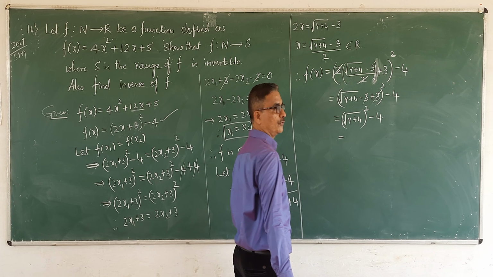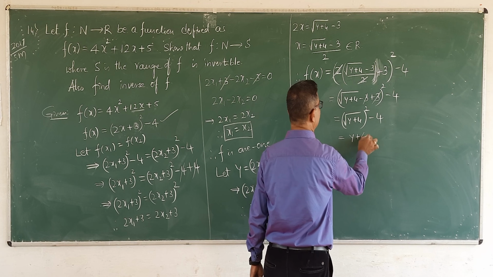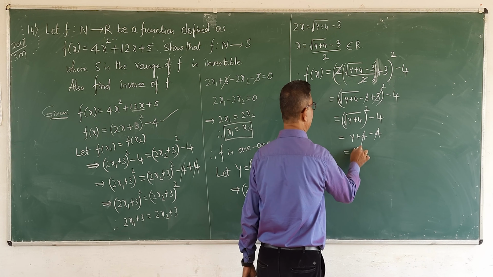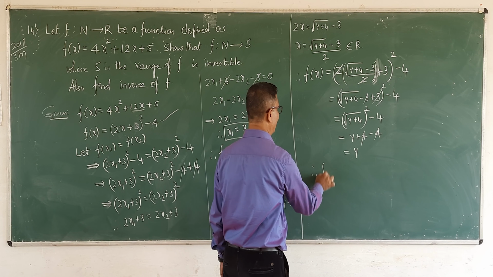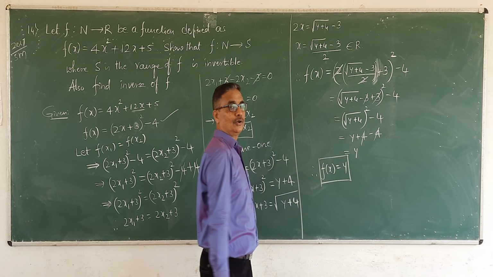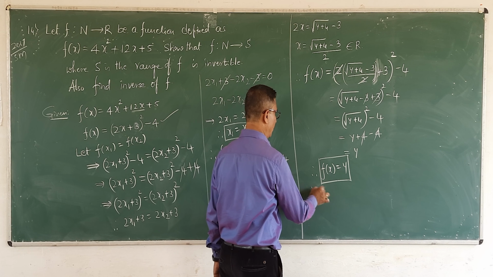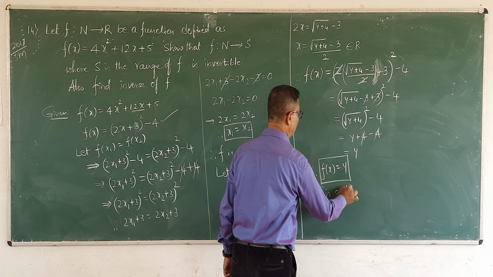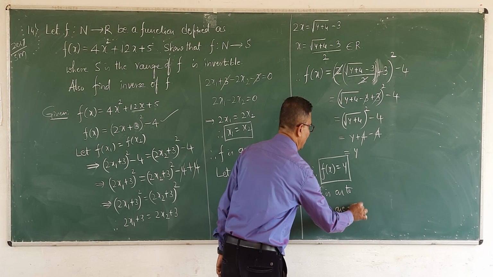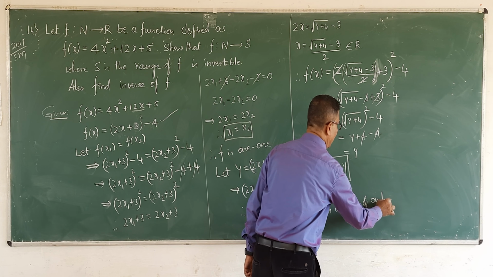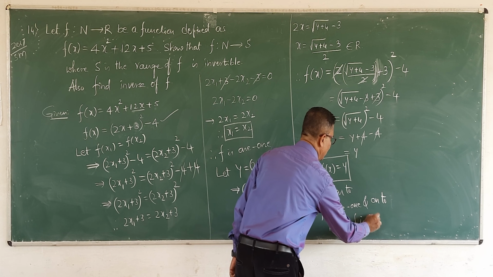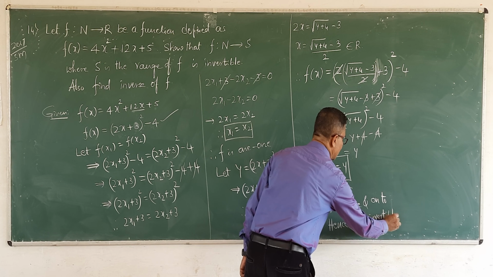Square root of y plus 4 whole power 2 is root cancel, y plus 4 minus 4 plus 4 minus 4 cancel, that is 1. Therefore, f of x is equal to 1. Codomain is equal to range. Therefore, f is onto function. Therefore, f is 1-1 and onto. Hence, f is invertible. F is invertible function.